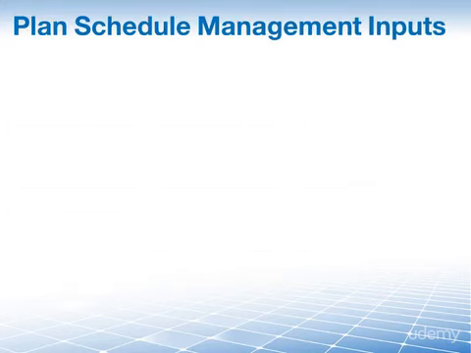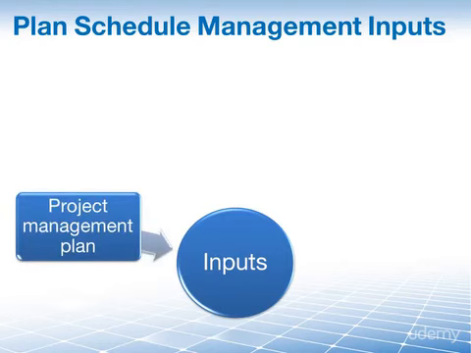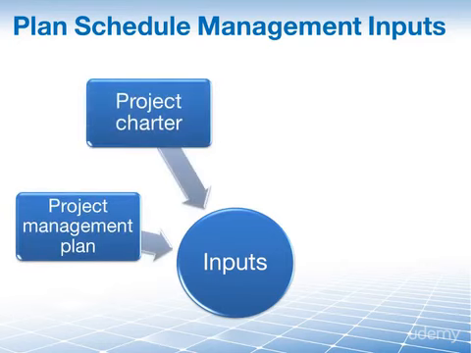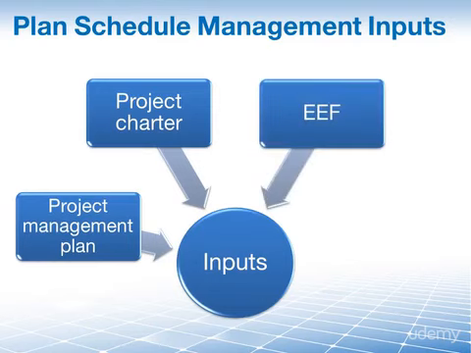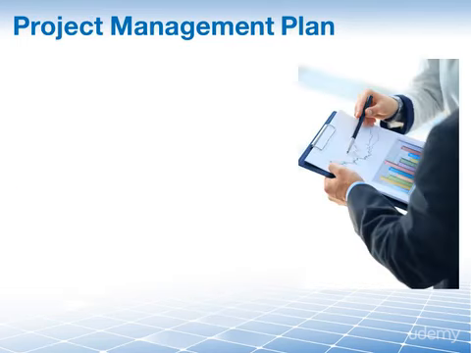All the processes in the PMBOK guide are here for us to do something, and in order to do something, we apply tools and techniques to our inputs. So before we can apply these tools and techniques, we have to understand the inputs. Our 4 inputs are the project management plan, the project charter, the enterprise environmental factors, and we also will be using some organizational process assets.